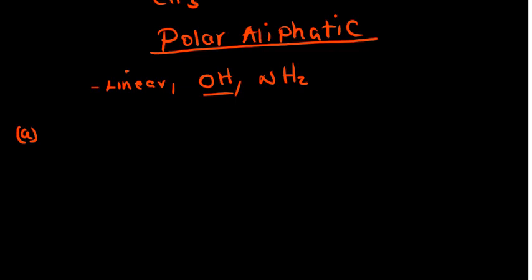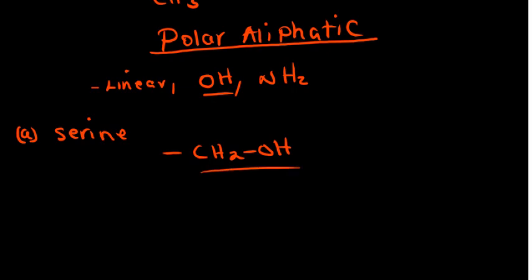Among polar aliphatic, we have serine. For serine, the other group is like this. We have CH2 attached to the OH. So this is the other group. So this is polar aliphatic. It's linear.